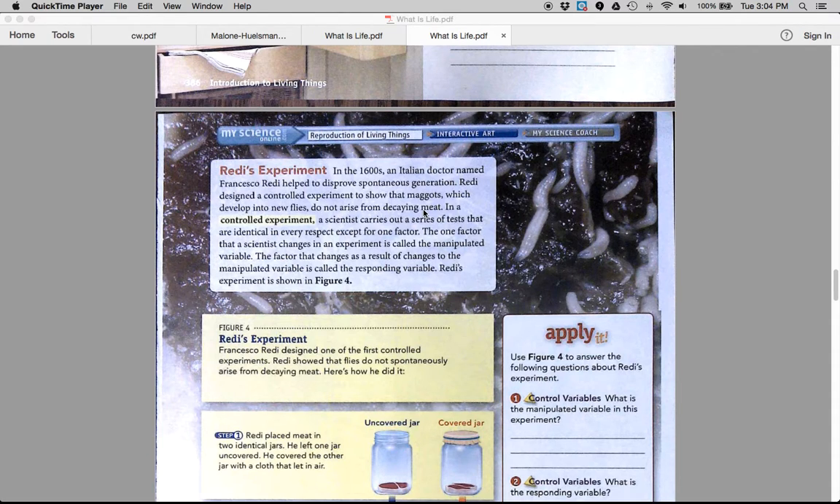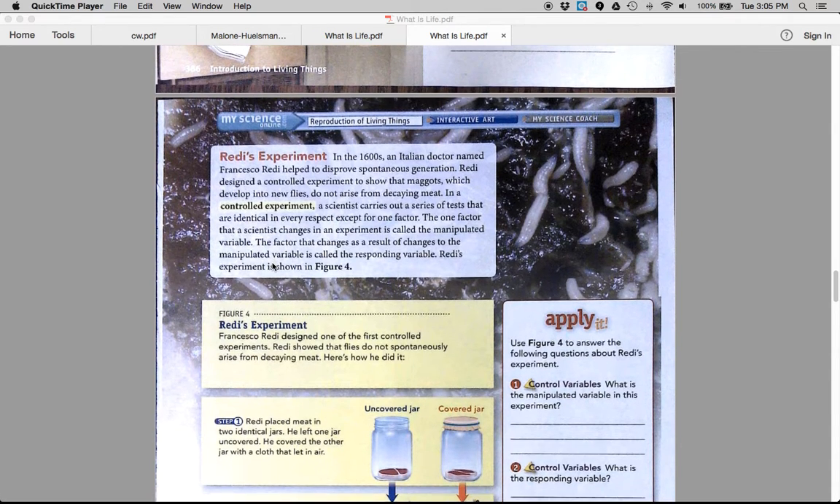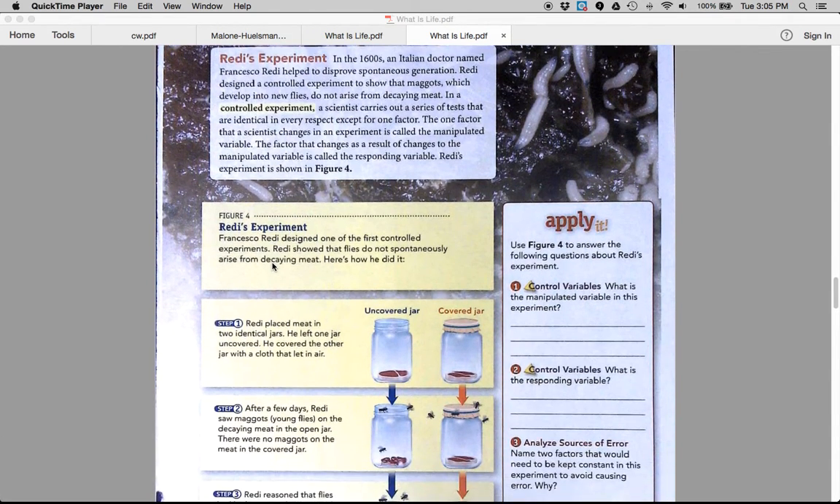from decaying meat. In a controlled experiment, a scientist carries out a series of tests that are identical in every respect except for one factor. The one factor that a scientist changes in an experiment is called the manipulated variable. Sound familiar? We've talked about this before. The factor that changes as a result of changes to the manipulated variable is called the responding variable. Reedy's experiment is shown in Figure 4.